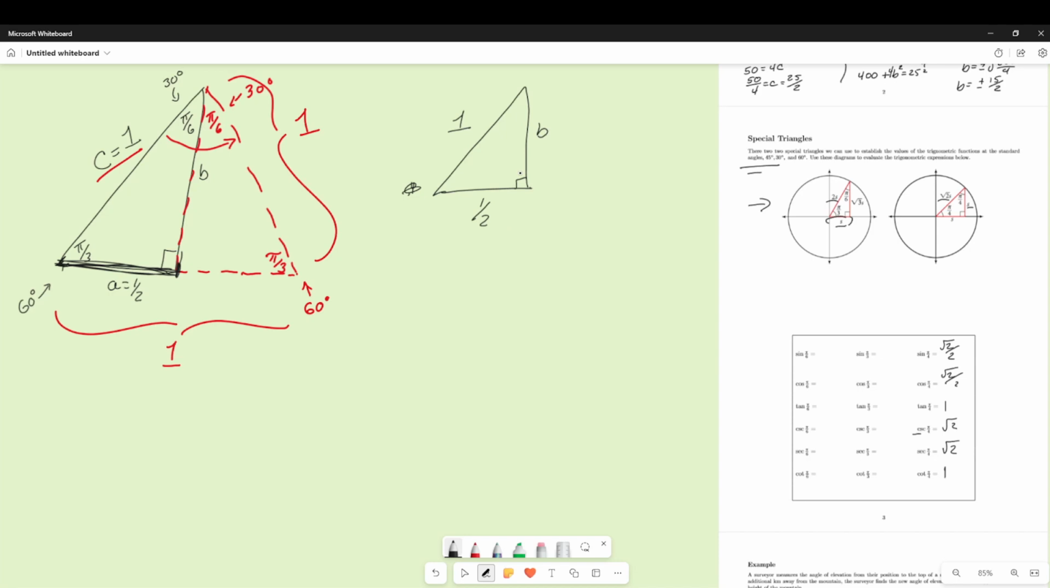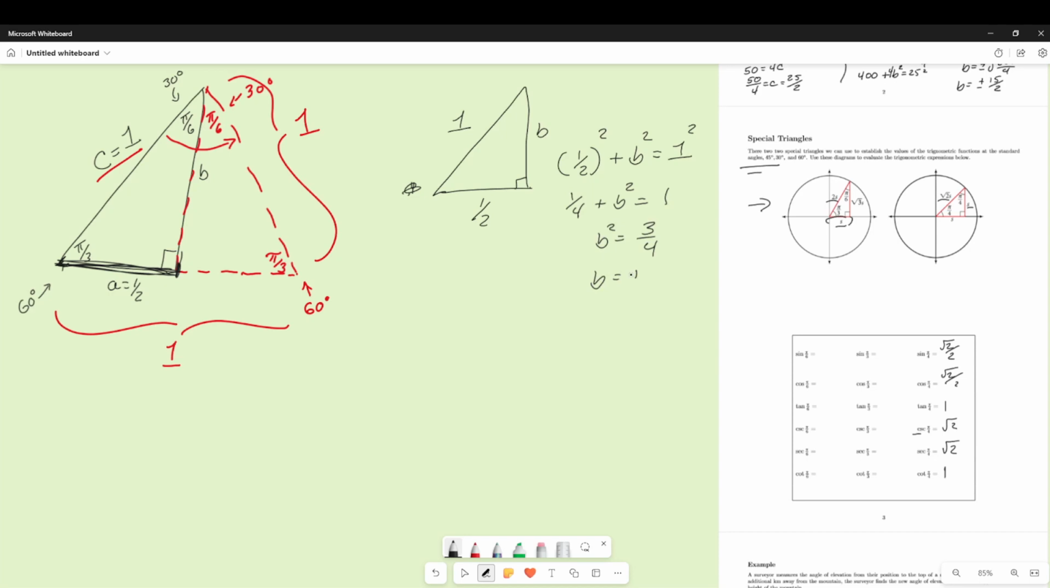But now that we have 2 lengths, we don't need our geometry, our trig anymore. We can just use Pythagorean theorem again. Pythagorean theorem is going to be our friend throughout this course. So 1/2 squared plus b squared equals our c squared. Do make sure the hypotenuse is always what the sum is equal to. 1/2 squared is 1/4 plus b squared equals 1. So b squared equals 3/4.